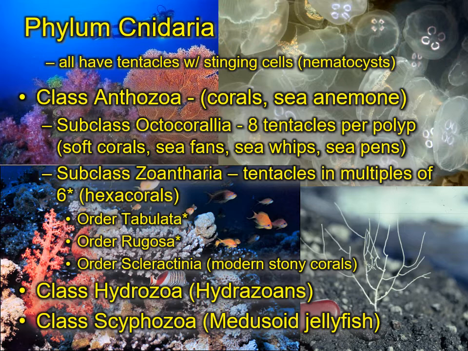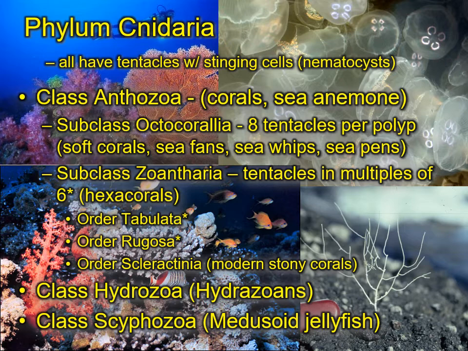The most important one that we're going to be talking about is class Anthozoa, because these make up more of our fossils than the other two classes of cnidarians. Anthozoan cnidarians include corals and sea anemones. We have two subclasses of Anthozoa.